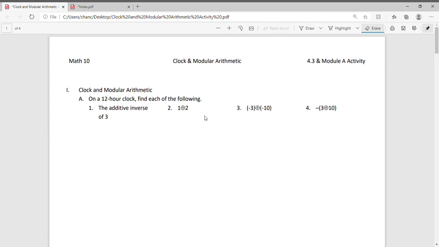Now let's try the worksheet. Part A, on a 12-hour clock, find each of the following. We want to find the additive inverse of 3. And remember, this is for clock arithmetic. So to find the inverse of 3 for clock arithmetic, we're trying to figure out 3 plus what will give us the identity. Remember, the identity for clock arithmetic is 12. So 3 plus what gives you 12? This is 9. So we know that 9 is the inverse of 3.